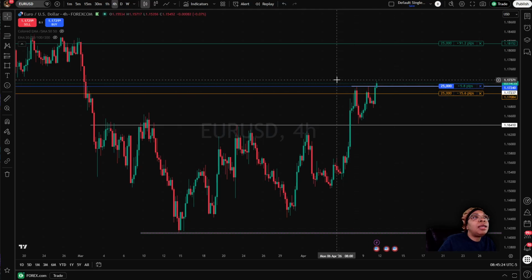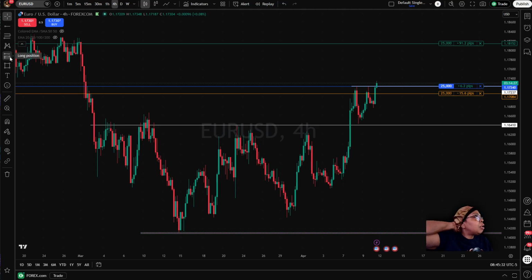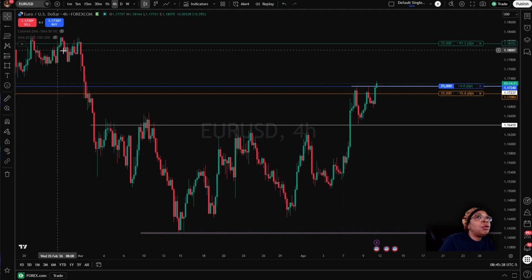So I got in here in this area at the breakout areas. Sometimes I'll do a breakout, sometimes I'll wait for a retest. It's based on how the market is moving. It seems pretty aggressive on the bullish side this morning, with enough volume to push us through. So I decided to hop in.